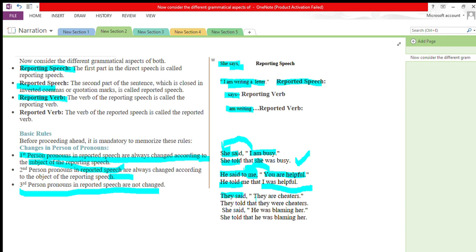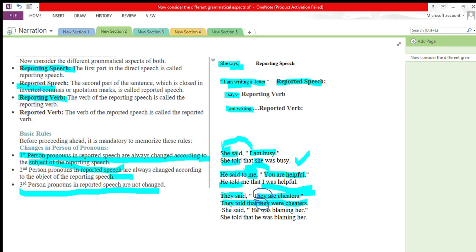Now the third point is that third person pronouns in reported speech are not changed. They said, "They are cheaters." When you change it into indirect speech, they told that they were cheaters. Over here you can see "they" is not changed. Third person pronouns in reported speech are not changed.